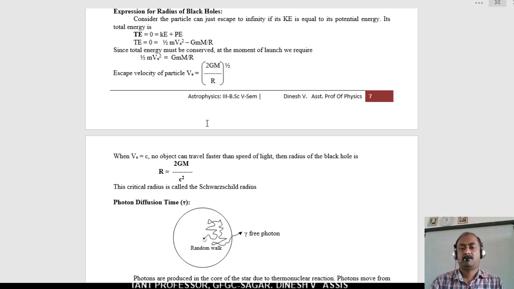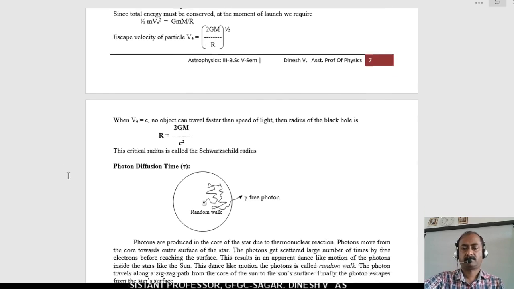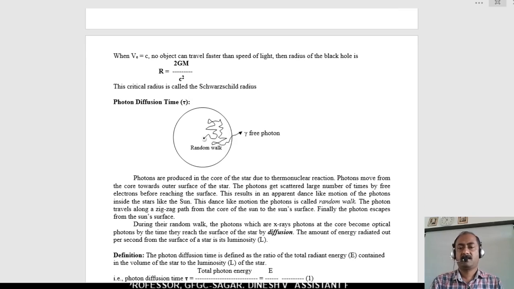Therefore, on further simplification of this formula, R, the radius of the black hole, becomes 2GM by c squared. This critical radius is called the Schwarzschild radius. This is about the radius of a black hole.